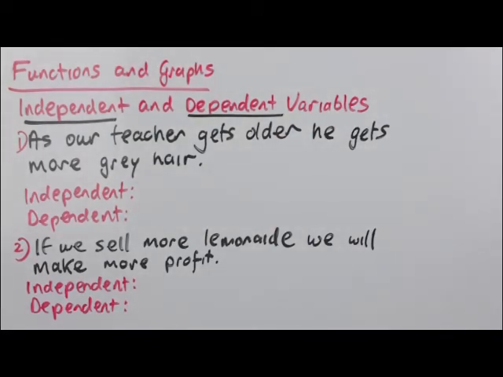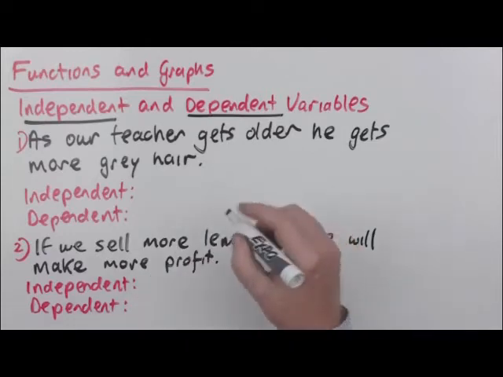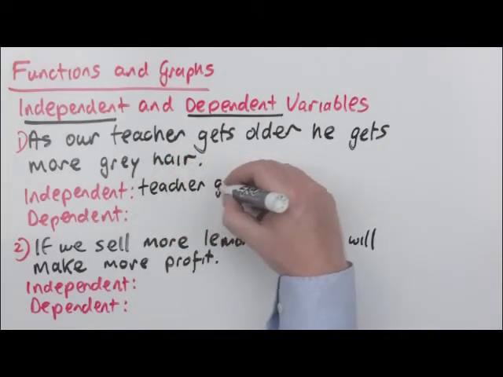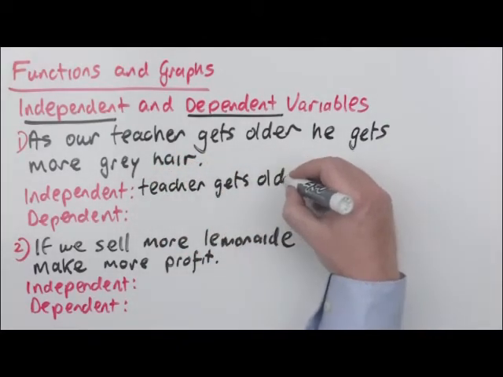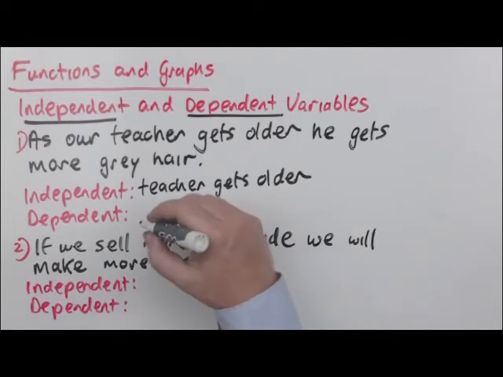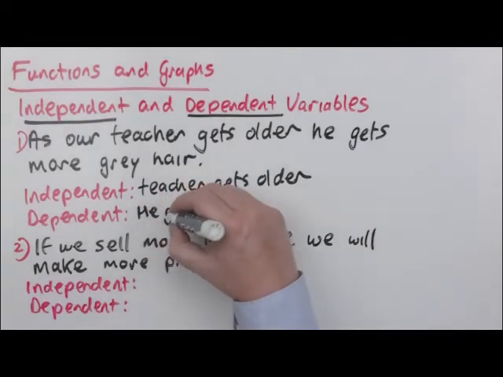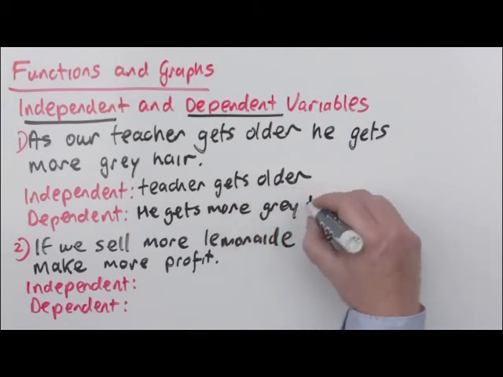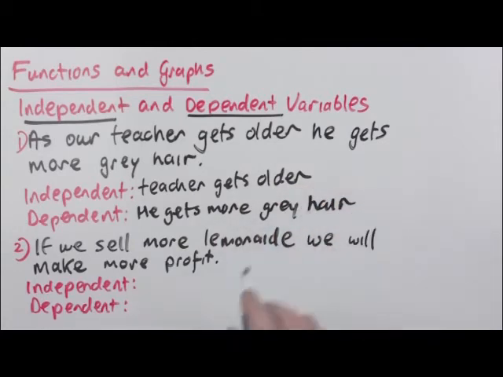Example number 1 says, as our teacher gets older, he gets more gray hair. Well, let's think about it. The independent one is that your teacher gets older. That's going to happen regardless of his hair. And the dependent one is the gray hair is dependent on him getting older because it's getting older that gives him the gray hair. So that's the dependent variable.